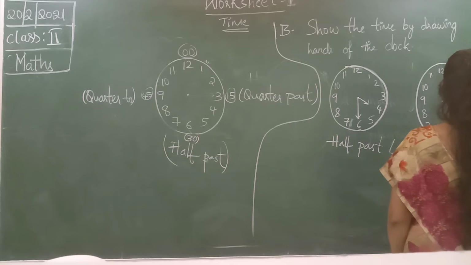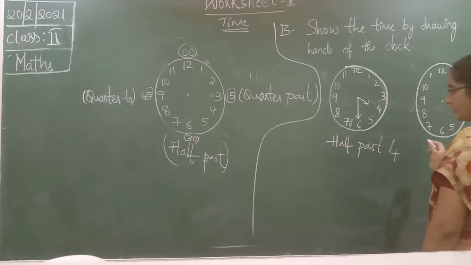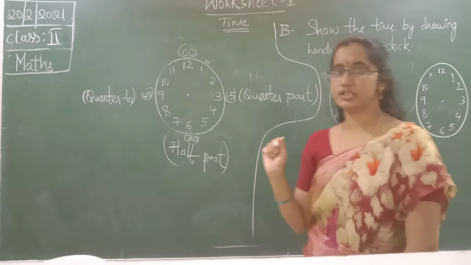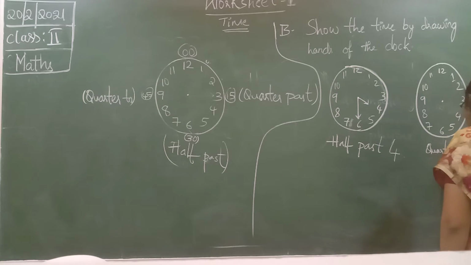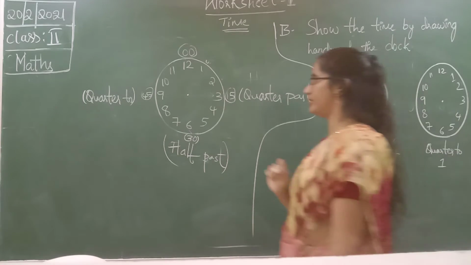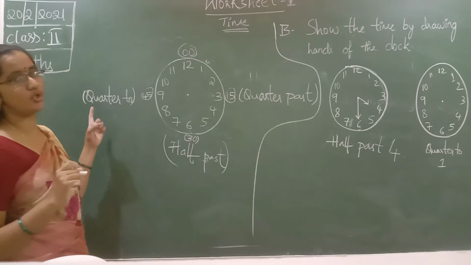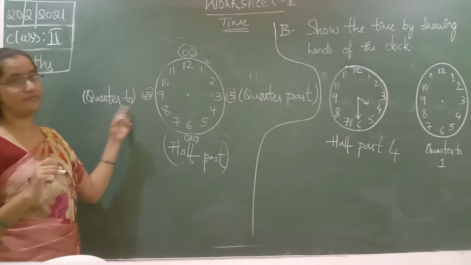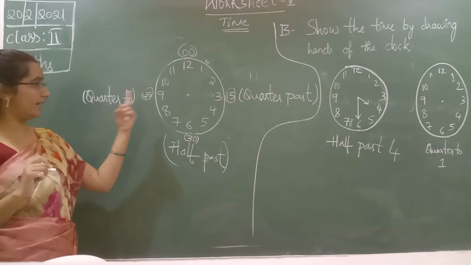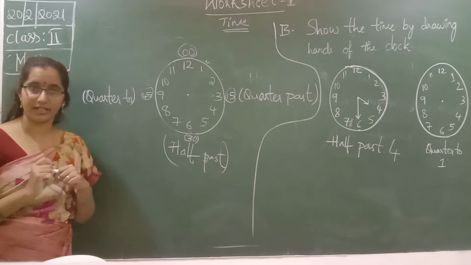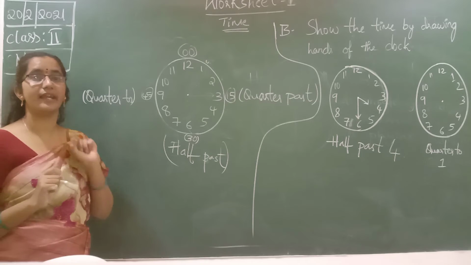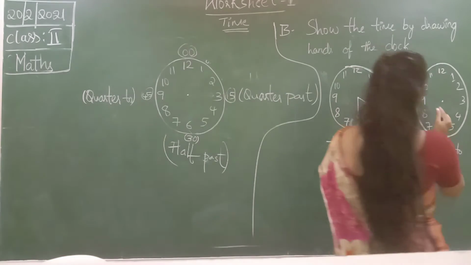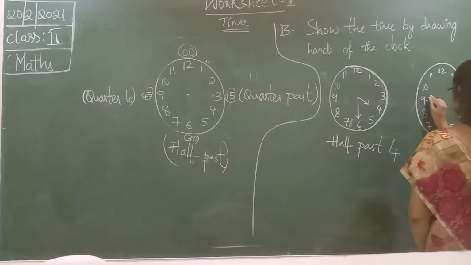What did they give as the question? Quarter to 1. Remember here, quarter to means 45, and what should the minute hand be? In the clock, it should represent 9. So, draw the minute hand at 9.